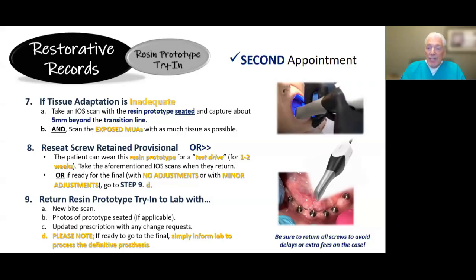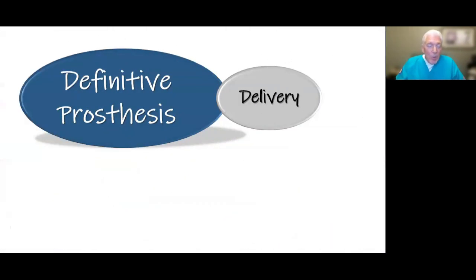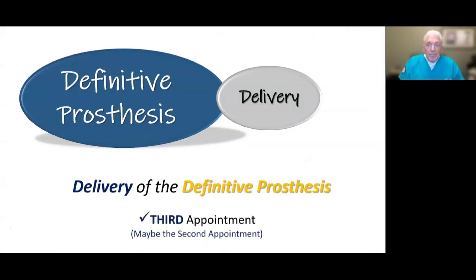So again, if there's any screws that the lab sent, be sure to keep track of all those, because if you lose them, you can be charged for more screws. So I think this covers, here you see again in step number 9, sending to the laboratory. So, yay, that was our final steps for the resin prototype try-in.